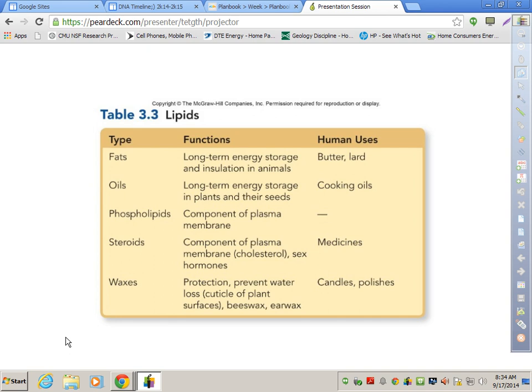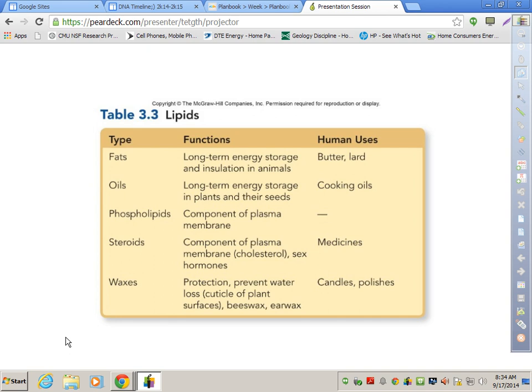And then there's phospholipids. This is what our cell membrane is made of. How many fatty acids are in a phospholipid? 2, right? 2 fatty acid tails. And then we have steroids. These are components of the plasma membrane and also involved in different sex hormones: testosterone if you're a boy, progesterone and estrogen if you are a girl. We'll talk more about those later in the year. We also use some of those in medicines.